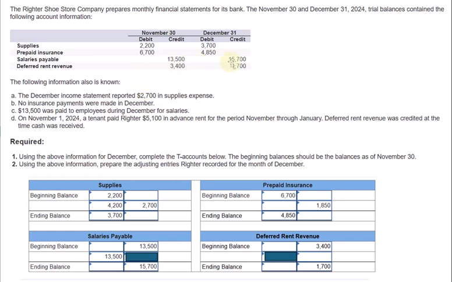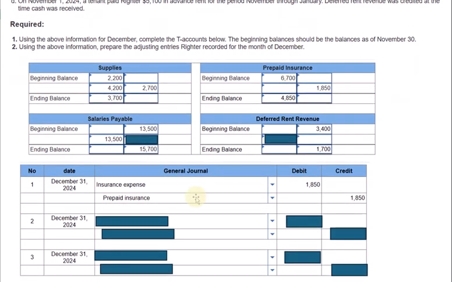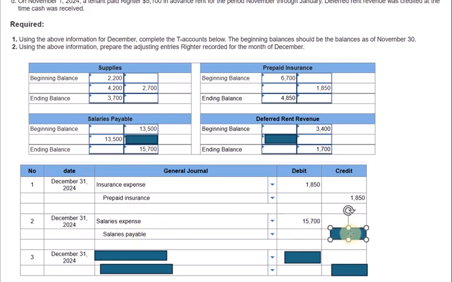But then we look ahead and we say, but now we owe $15,700. So the adjusting entry we need to make is to record salaries expense for what's now owed at the end of December of $15,700 and credit salaries payable of $15,700. Okay, so there's our $13,500 going away, and now here's the posting of that $15,700, from here, right above my mouse, to right above my mouse.